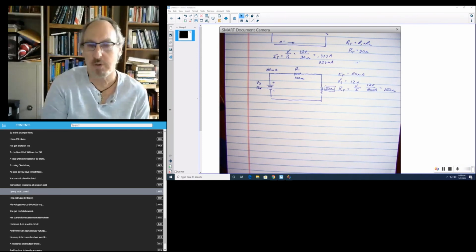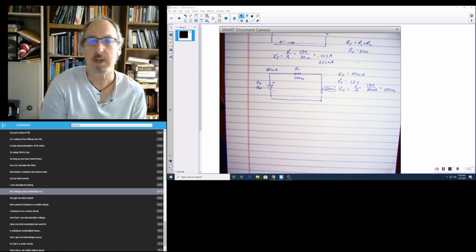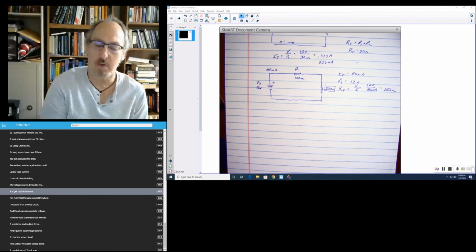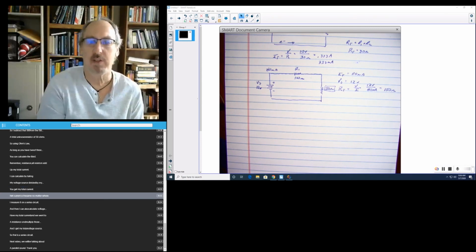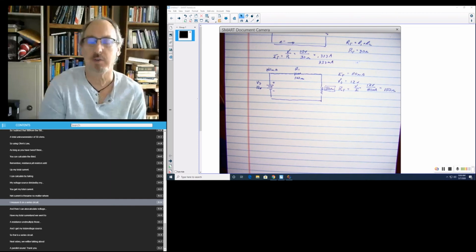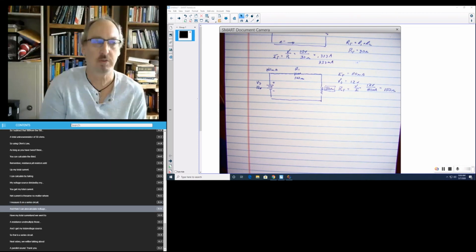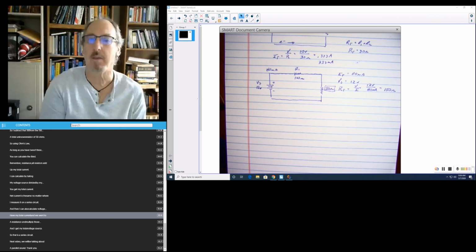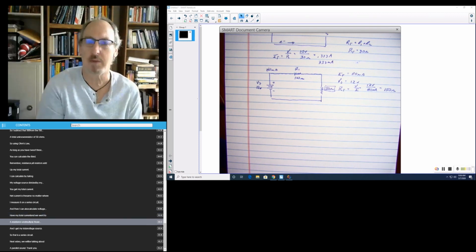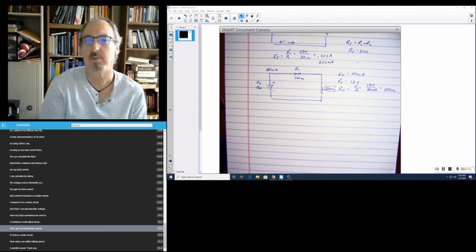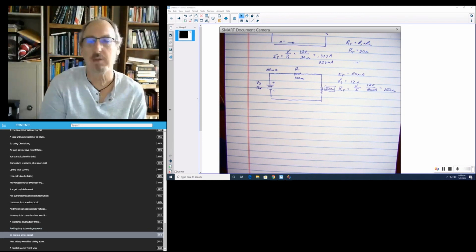My total current, I can calculate by taking my voltage source divided by my resistance. Current is the same no matter where I measure it on a series circuit. And then I can also calculate voltage if I have my total current and I have my total resistance. Multiply those together and I get my total voltage source. So that is a series circuit.